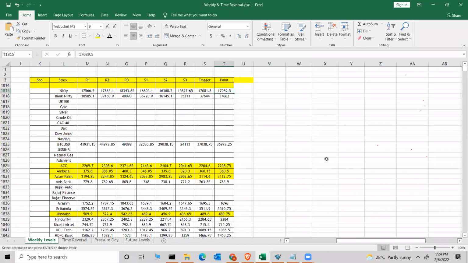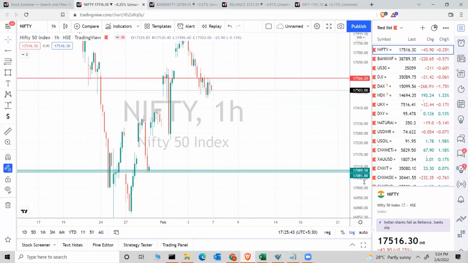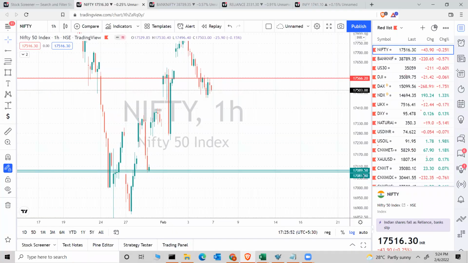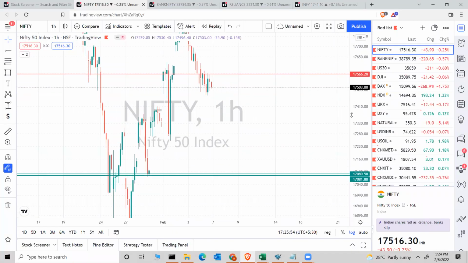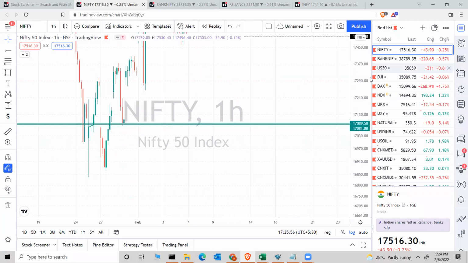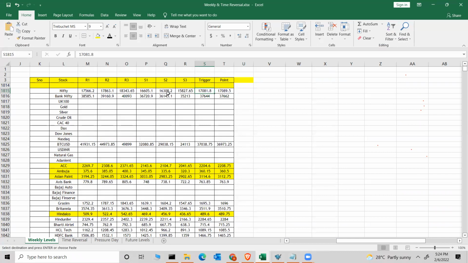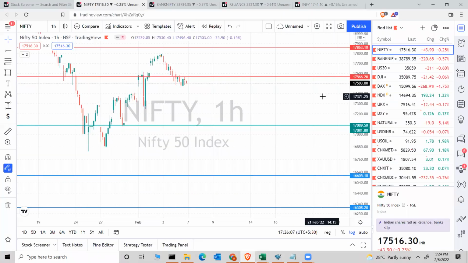Now here, this is the value 17089.50. This is what I have marked, 17089.50, and the reversal is 17081. You see, these are the 2 levels. So basically, what you have to do is plot these every Sunday. I will be sharing these levels for free. All you have to do is mark these levels in your TradingView, and wait for Monday.